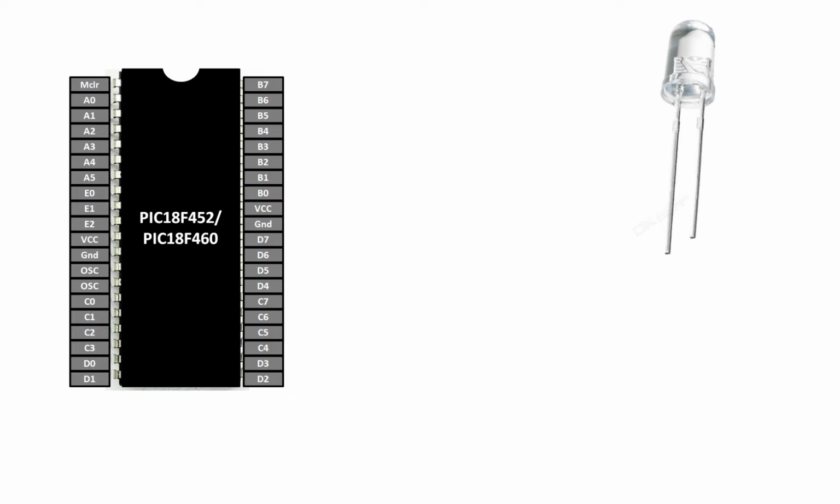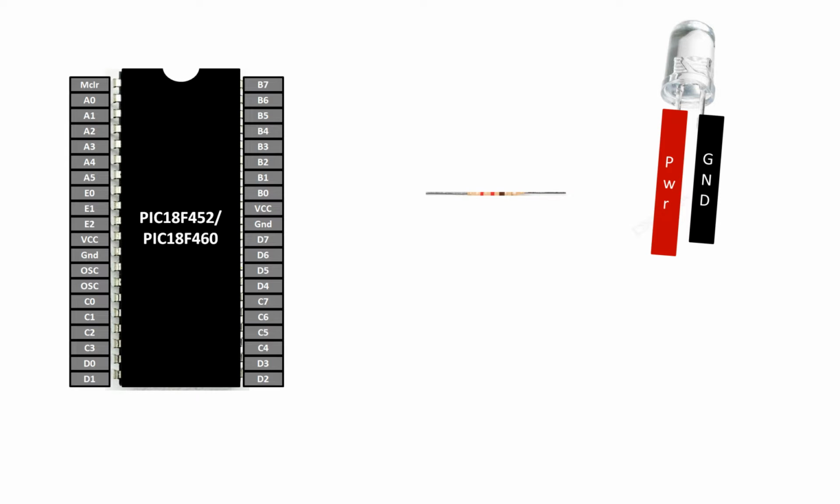I am only gonna use a 5mm LED to demonstrate to you the blinking using timer. And for this LED, as you can see, it has two pins, one longer, one shorter. The longer one is the power pin, the shorter one is the ground pin. You cannot shuffle these two pins, they must remain the same. Now to interface this with a PIC, we need a 220 ohm resistor. So I'm gonna use this resistor. Now let me show you how to connect it.